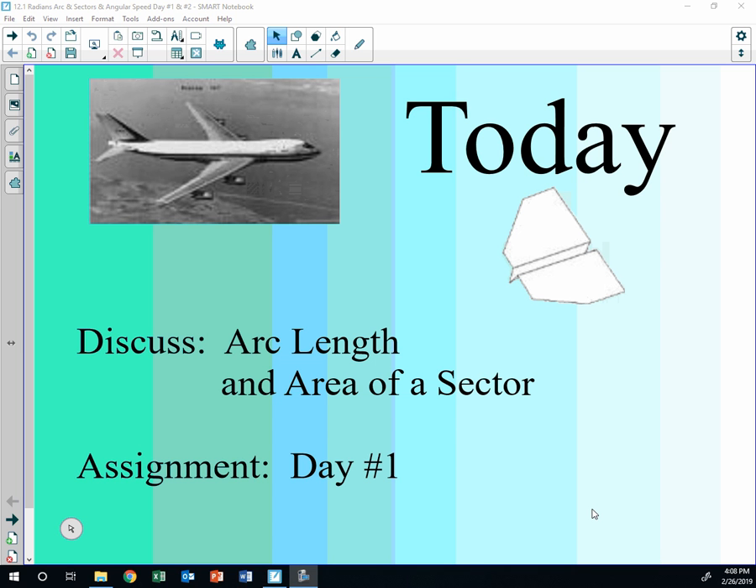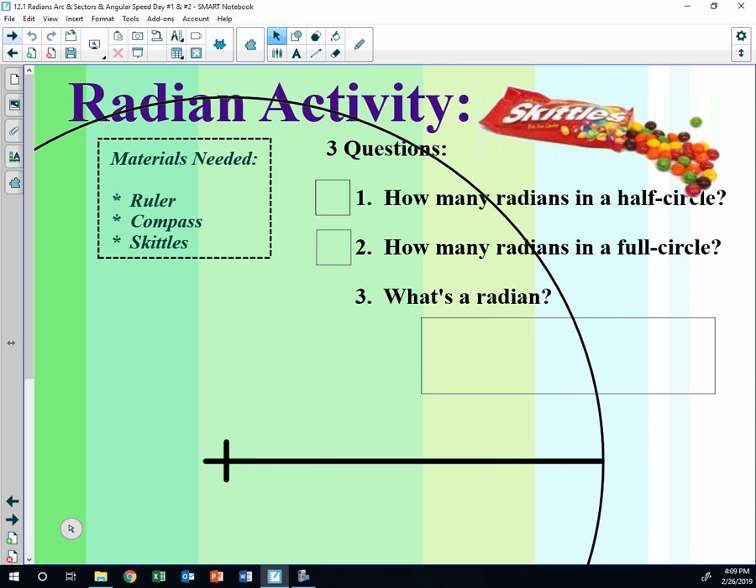This is radians, arc lengths, and sectors. The main thing I like to start with is just this idea of what a radian is.